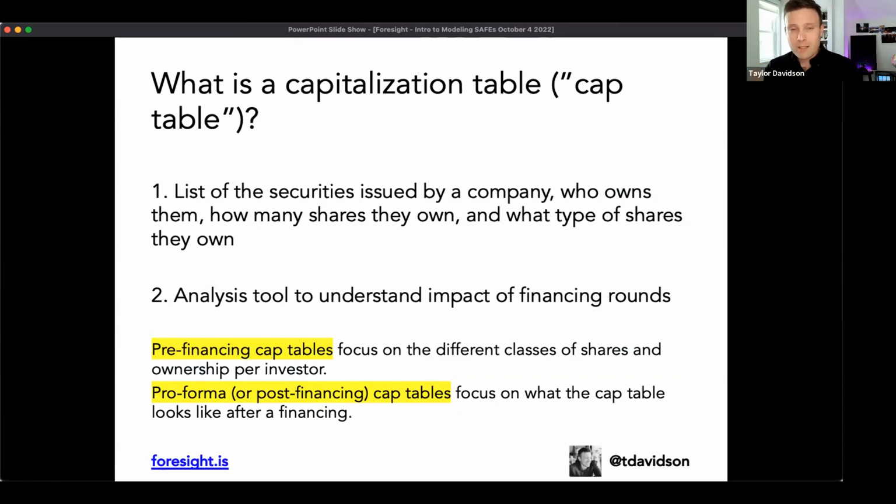And for me, that breaks into two types of cap tables. One is a pre-financing cap table, which focuses on a list of shares. And the second one is this idea of a pro forma cap table, or post-financing. And that focuses on what it looks like after financing. So that's the breakdown between the two.